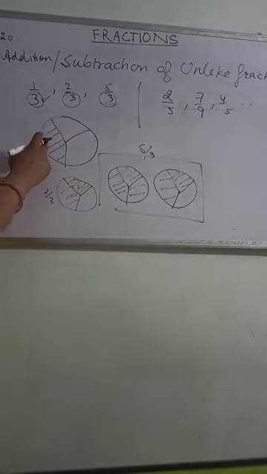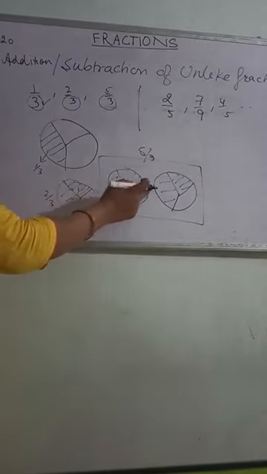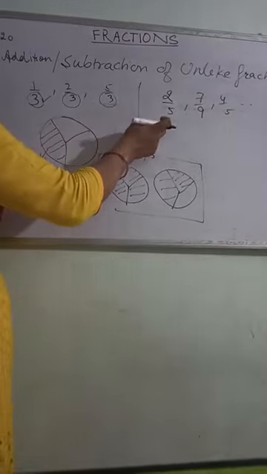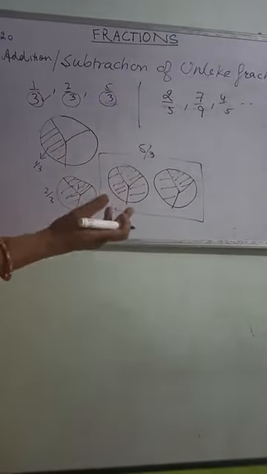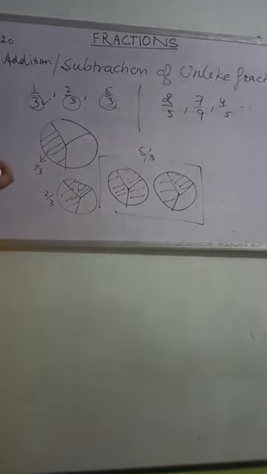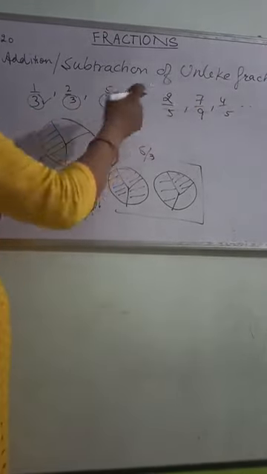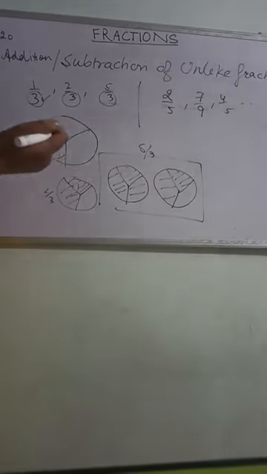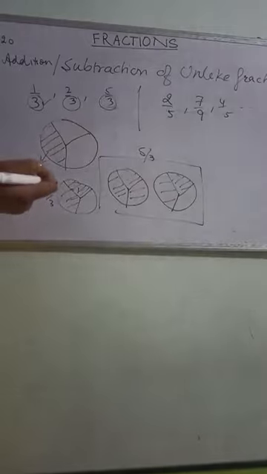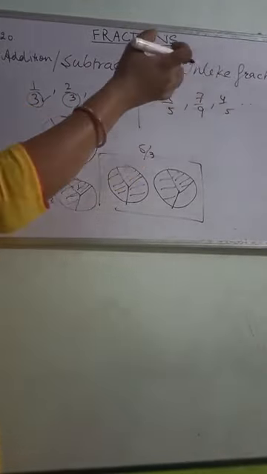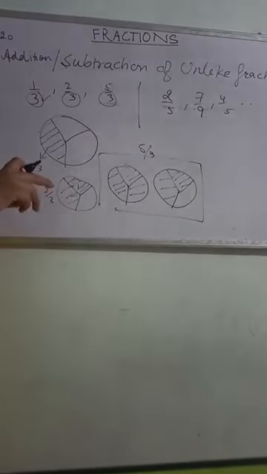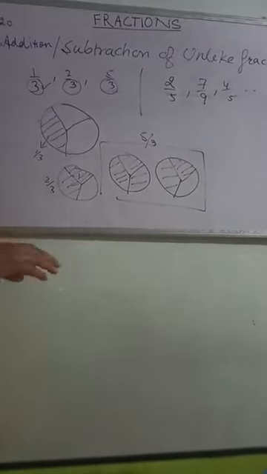You can see in every picture I am dividing my object into 3 equal parts. So if it is 2 by 5, I will be dividing my object into 5 equal parts and taking 2 of them. If 7 by 9, I am dividing the thing into 9 equal parts and taking 7 out of it. Similarly, 5 equal parts and taking 4 out of it. The concept which I let you know as equivalent fractions. So what is an equivalent fraction?